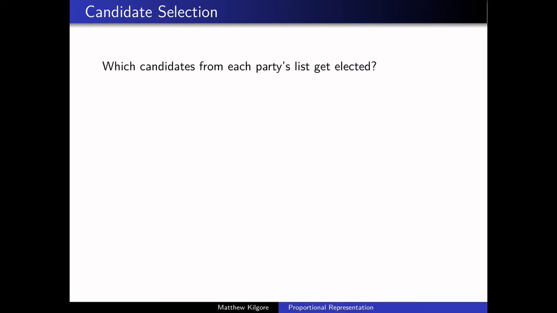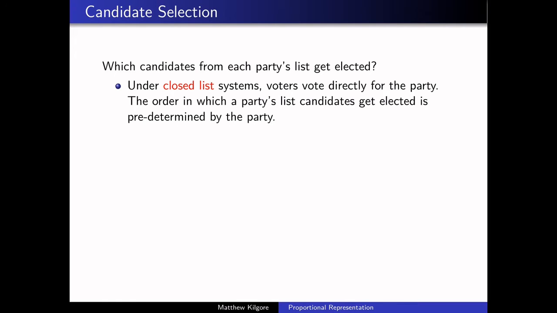Now, an actually interesting aspect of the party list system has to involve which candidates from the various lists actually get elected. There are three main ways this happens. Under the closed list system, voters just vote directly for the party. The order the candidates get elected is the order in which they appear on the party list. This is predetermined, usually by the party. This is, in many ways, again, the naive implementation, and it's been used to fairly good effect.